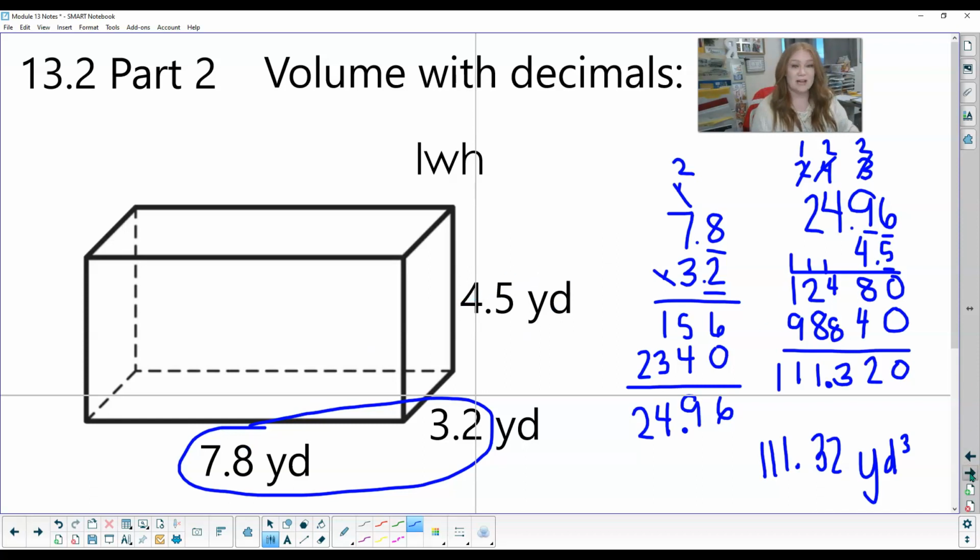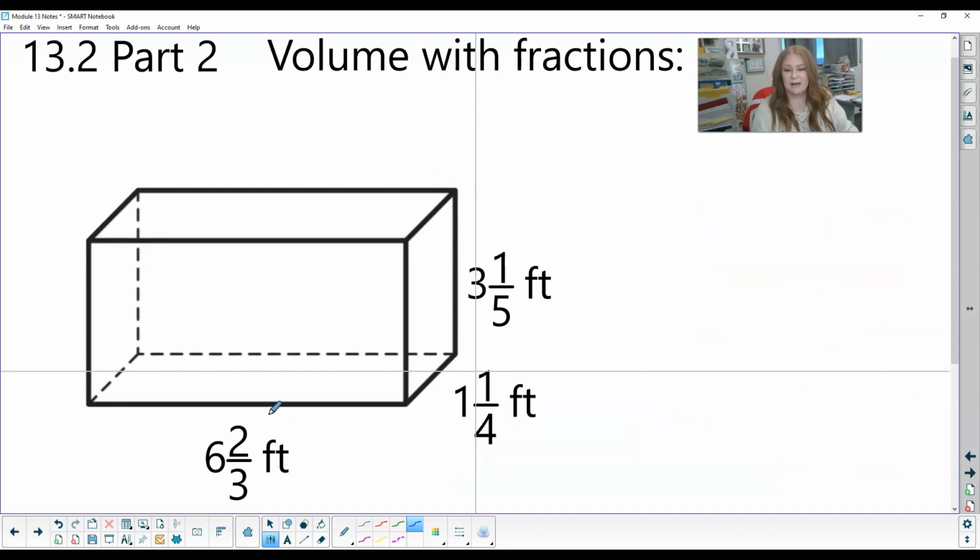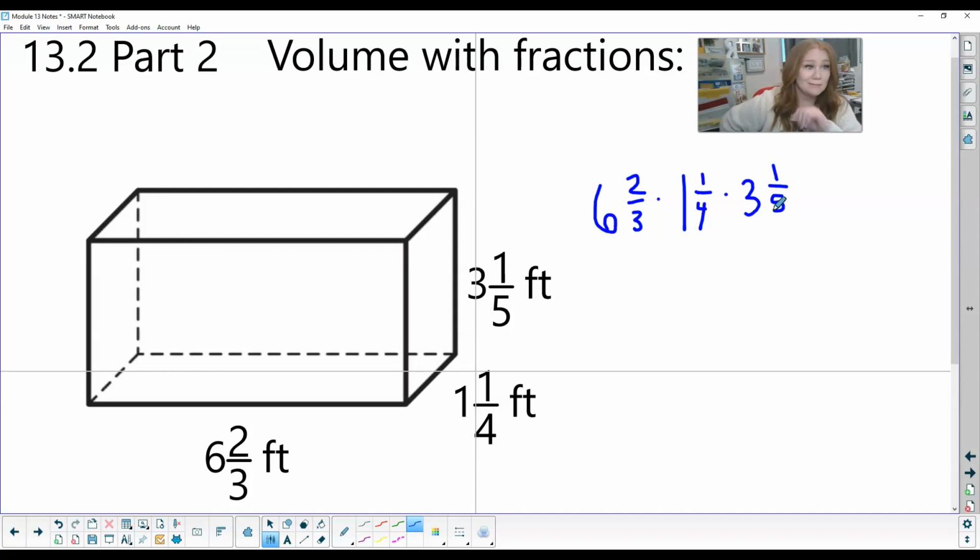Okay, so let's look at some fractions here. So here we have our length, our width, our height. So we have 6 2/3. We're just going to write these out. Times the length of 1 1/4 times 3 1/5. So I know lots of times we're like, oh, fractions. No, guess what? This is actually easier than the decimals sometimes. So let's write it all out. Different than the decimals, with the decimals we do one at a time. We have to do these two, we get that answer, and then we do the other one. With our fractions, let's make it one big problem.